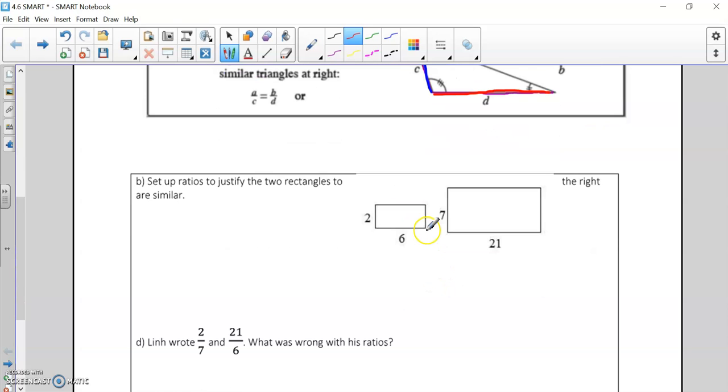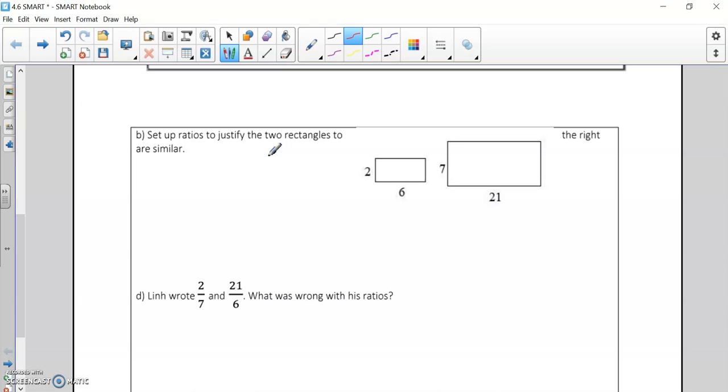So, in this problem, we have to set up some ratios to justify that the rectangles at the right are similar. So remember what we talked about yesterday, right? In order for two shapes to be similar, all the corresponding side ratios have to be the same. Now we know that in rectangles, opposite sides are equal, so this side is going to be 6, and this side is going to be 2. And then here, this side is going to be 7, and then this side will be 21. All right, so really, because there's two pairs of equal sides, we can just go ahead and set up ratios with the vertical side pair and the horizontal pair, and that will be enough because all the other sides are equal to those.